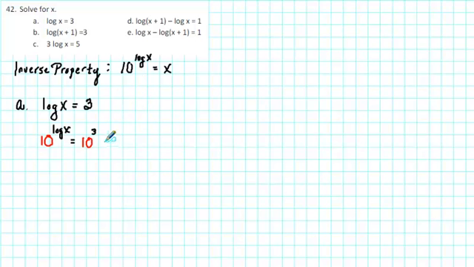Now that we've exponentiated both sides base 10, we use the inverse property. Exponentiating base 10 undoes taking the logarithm base 10, and that just leaves us with x. So in this case, the exponentiation base 10 and the common logarithm cancel each other out, and we're left with the argument of the logarithm, which is x. So we get x is equal to 10 cubed. But 10 cubed is 10 times 10 times 10, which is 1,000. So x is equal to 1,000.